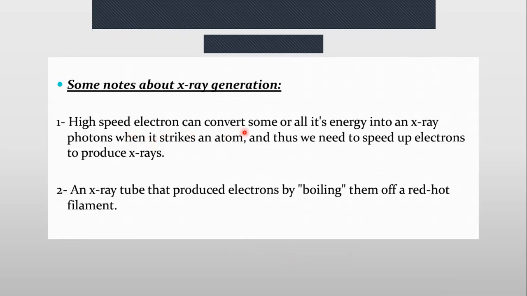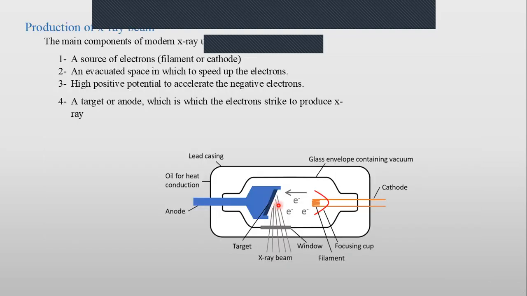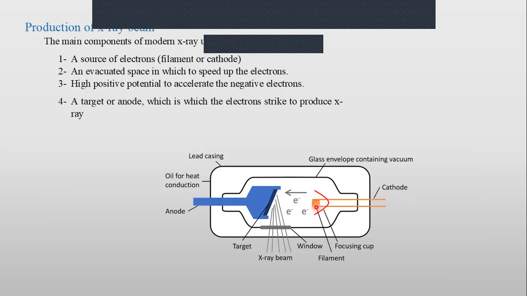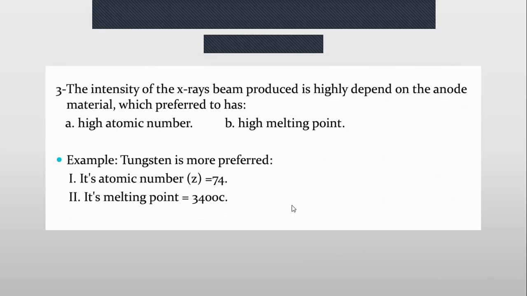A high-speed electron can convert some or all of its energy into X-ray photons when it strikes an atom. Thus, we need to speed up the electron to produce X-ray. So how can we release and speed up the electrons? An electron tube will produce electrons by pulling them off a red-hot filament. So you will make the high temperature here, and you will release electrons from that tube.